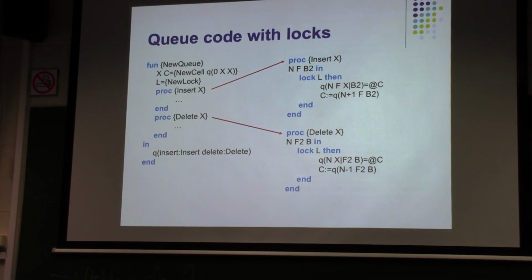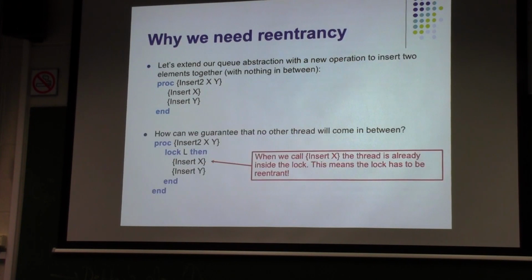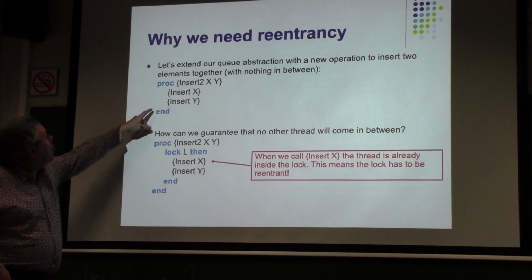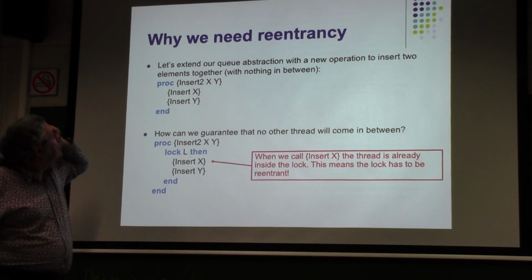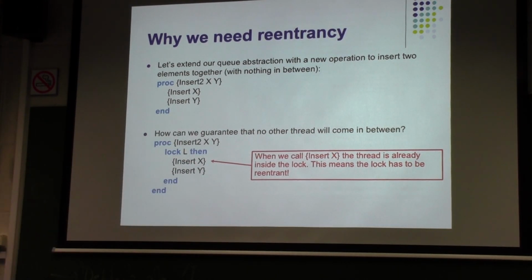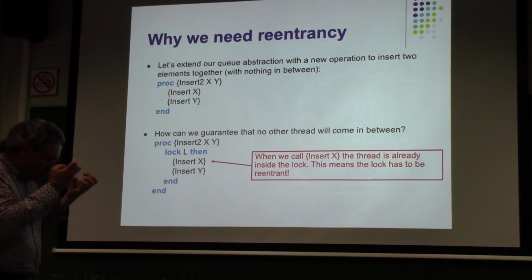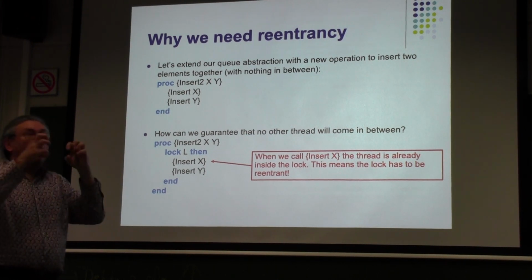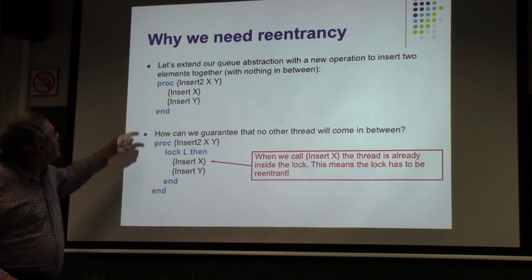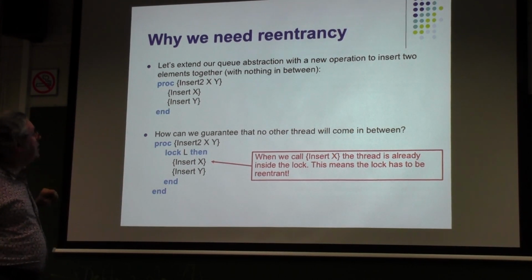Now, let me say something about reentrancy. I show you an example so you really understand why it has to be reentrant. So technically you want to nest the locks. But let's say I want to make an operation, insert 2, which inserts 2 elements into the queue because somehow they're connected. These 2 elements, there may be 2 users of something and I want them to stay together. And I have nothing in between. So I do insert X and insert Y.